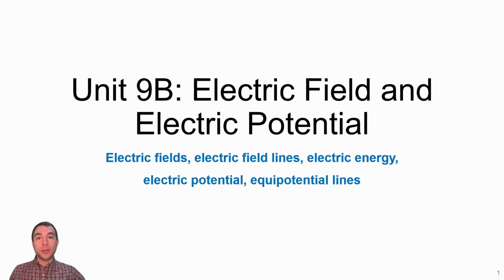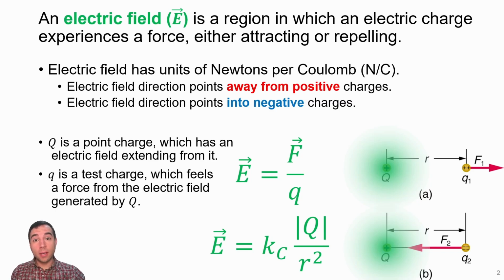Unit 9b deals with electric field and electric potential. The electric field is a force field that emanates from a charged particle. This electric field will exert a force on any other charged object that enters the electric field. So we have an equation right here relating the electric force to the electric field and the charge of some test charge. This means that the electric field will have units of newtons per coulomb.